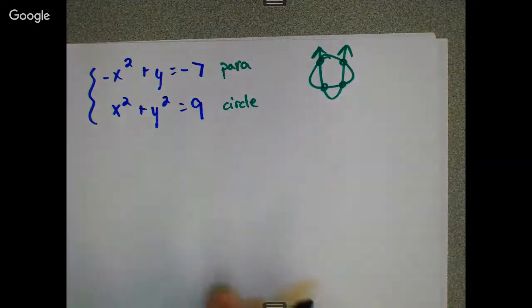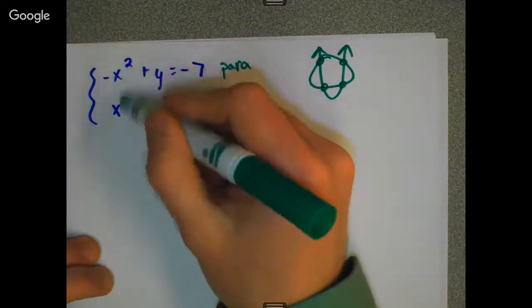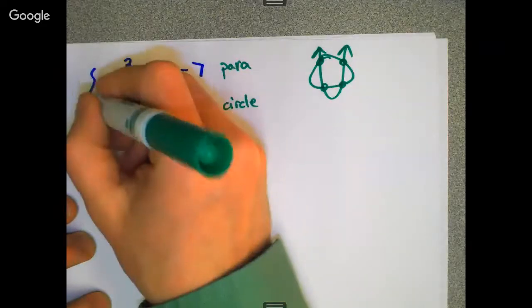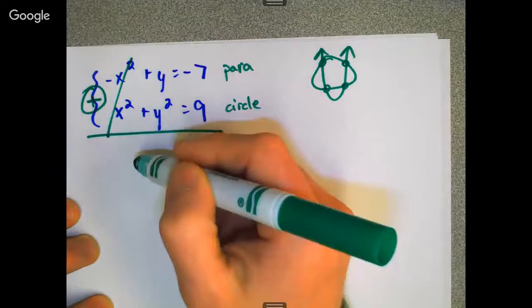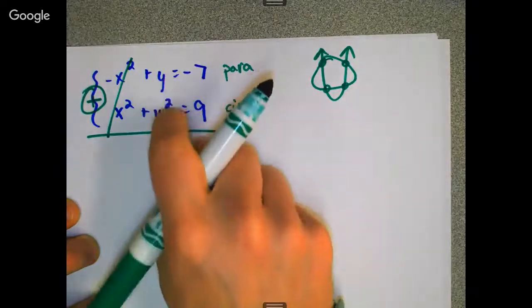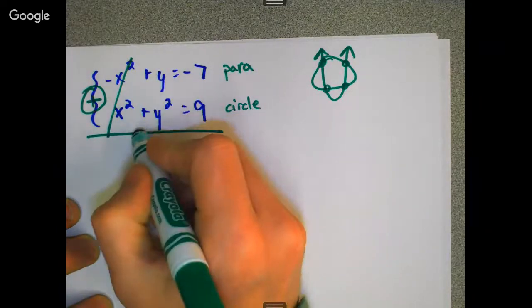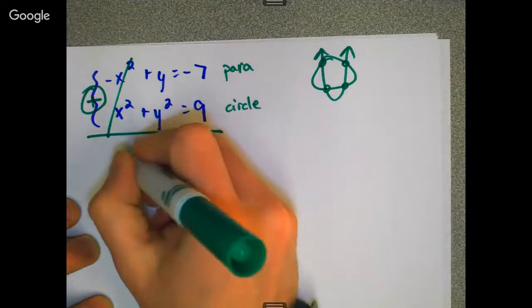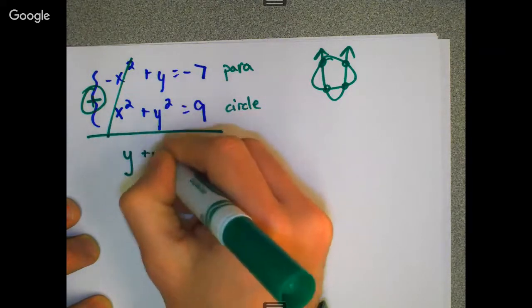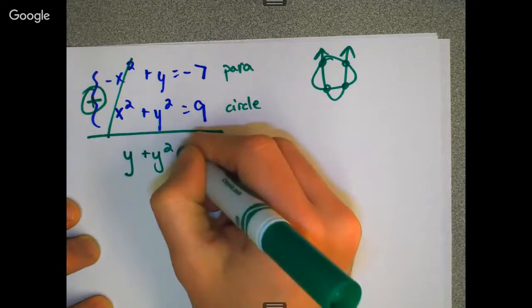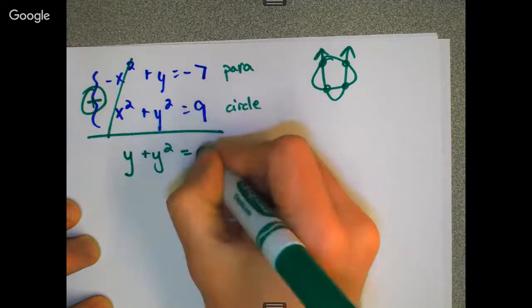Okay, so first we see that my x squareds kind of match up. So if I just add the two equations together, these will cancel out. So I'll have y plus, there's no y down there, so y. And then y squared, plus y squared, equals -7 plus 9, which is 2.